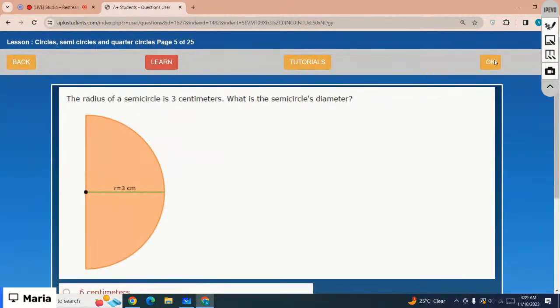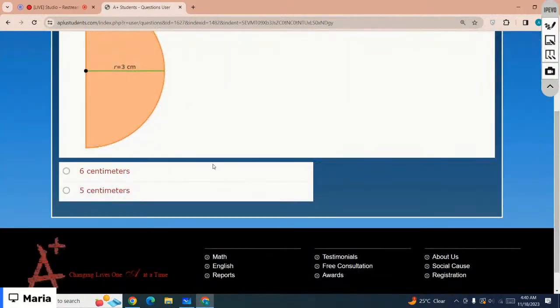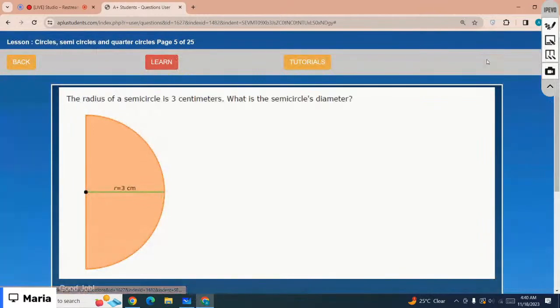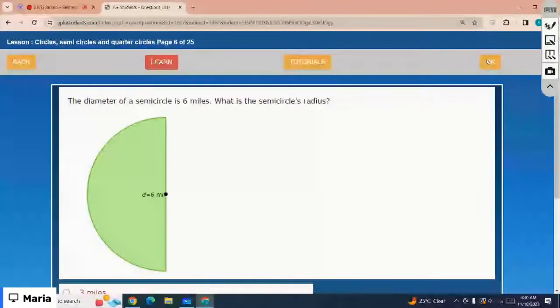Okay, the next one is, the radius of the circle is 3 centimeters. What is the semicircle's diameter? You need to calculate the diameter of the semicircle. The diameter is always 2 times the radius, right? So for the semicircle, it is 2 times 3. The correct option is 6.